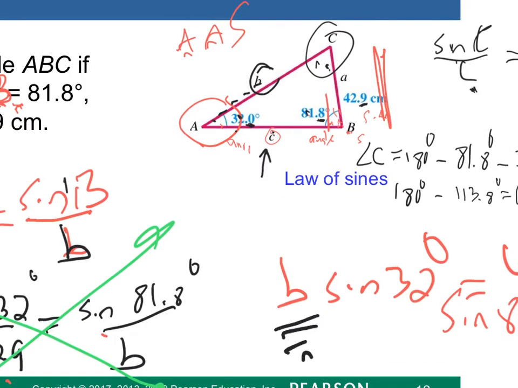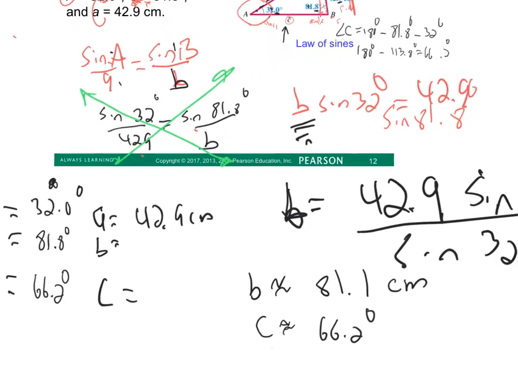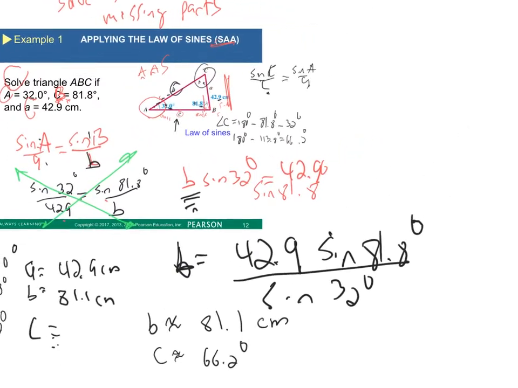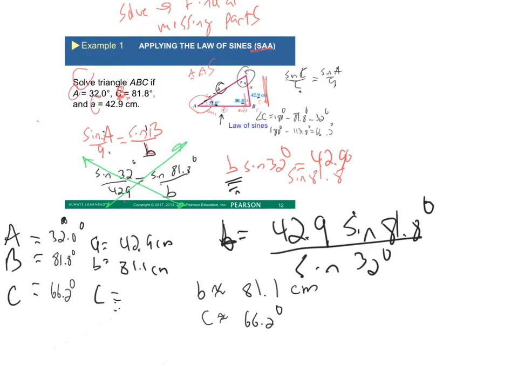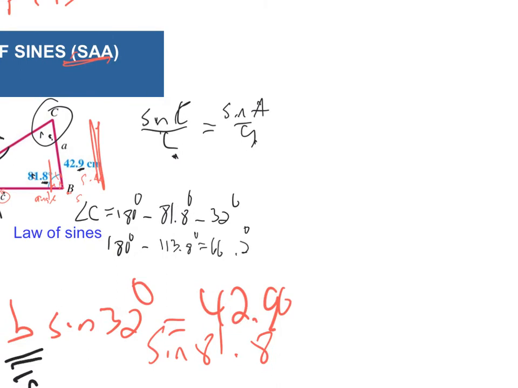That was angle. 42.9 was side A, not side B. So side B was my 81.1. So I'm just missing side C now. So where was my law of sines at? Oh, up here. I was going to use this.